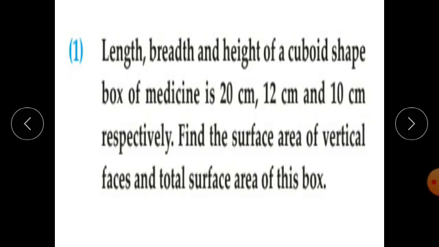Length, breadth and height of a cuboid shaped box of medicine is 20 cm, 12 cm and 10 cm respectively. Find the surface area of vertical faces, means vertical surface area of a cuboid, and total surface area of this box.